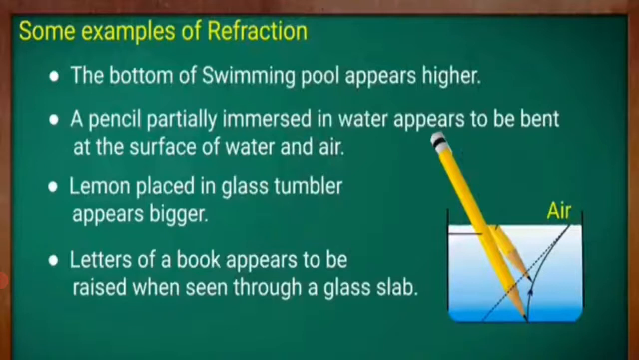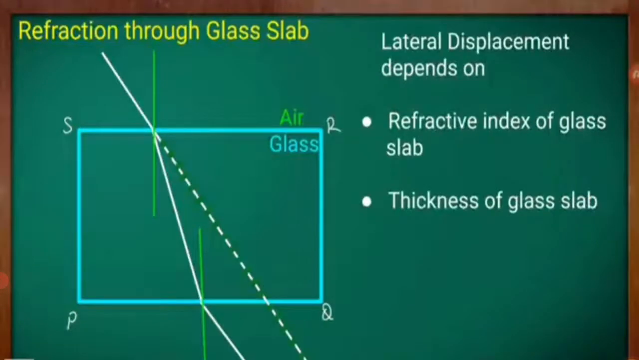The third example is a lemon placed in a glass tumbler appears to be bigger in size. And the fourth example is the letters of a book appear to be raised when seen through the glass slab. So the second to the fourth examples, you can do at home, children. So now let us see about the refraction through the glass slab.